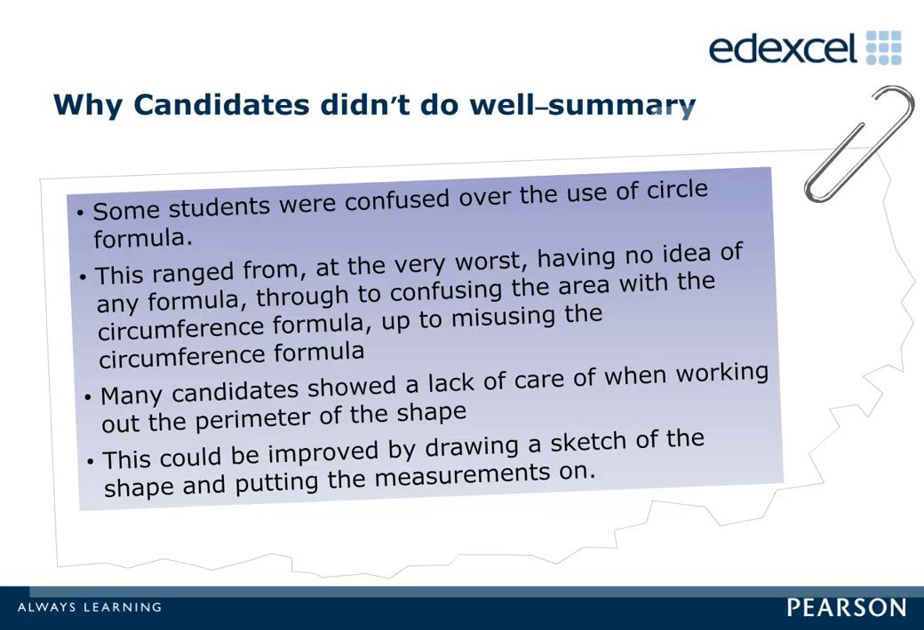On the other hand, the following can be said for this question about those students who scored few marks. Some students were confused over the use of circle formula, ranging from at the very worst having no idea of any formula, through to confusing the area with the circumference formula, up to misusing the circumference formula. Many candidates showed a lack of care when working out the perimeter of the shape. This could be improved by drawing a sketch of the shape and putting the measurements on, although as we saw, this does not always guarantee success.